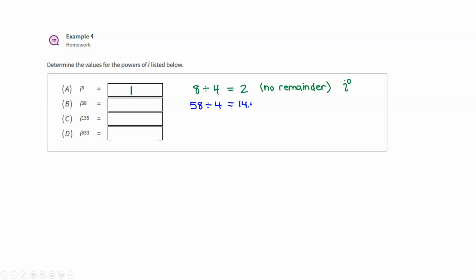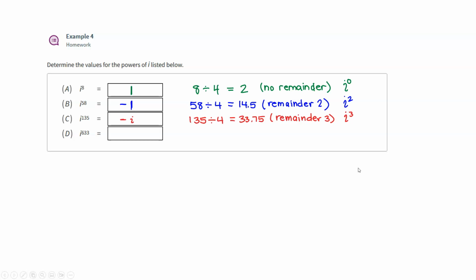58 divided by 4, you get 14.5. That 0.5 tells you have a remainder of 2, which means this should equal i squared, and i squared, of course, is negative 1. 135, you would divide that by 4, you get 33.75, which indicates a remainder of 3. That means that this is equal to i cubed, and of course i cubed is the same thing as negative i.